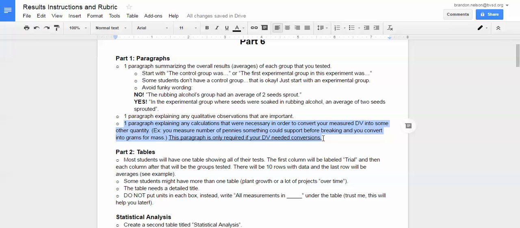I know a few of you out there are calculating a few different things like density, refractive index, anything where you had to do any calculations whatsoever. This is the spot where you need to explain what you did.